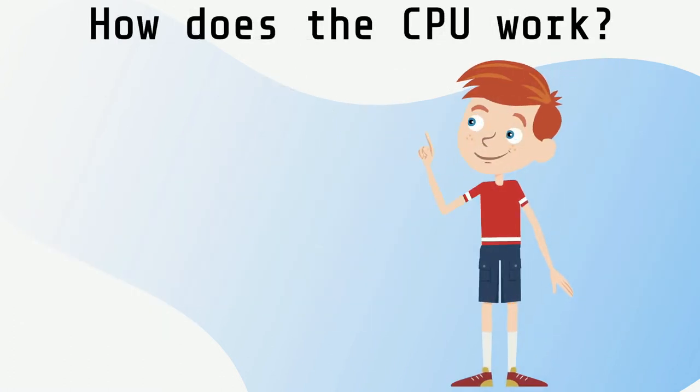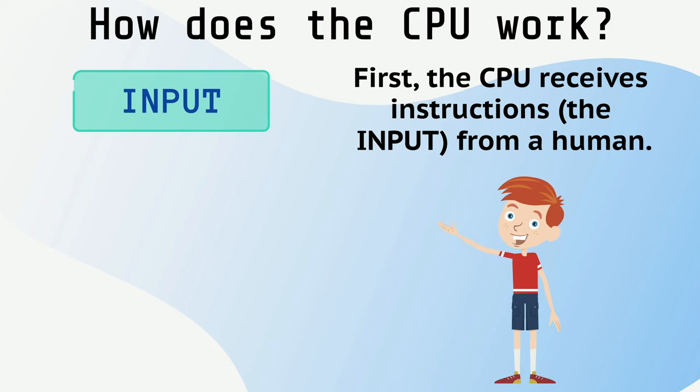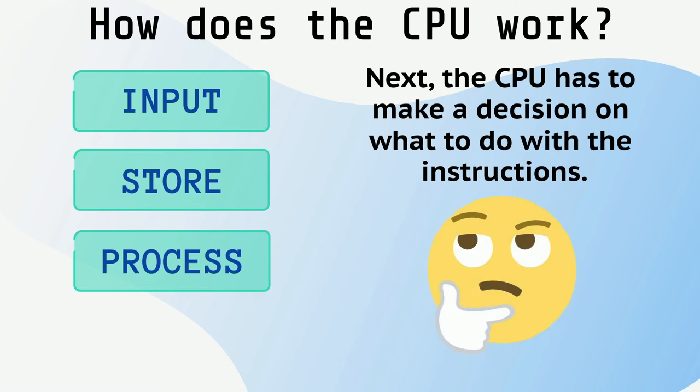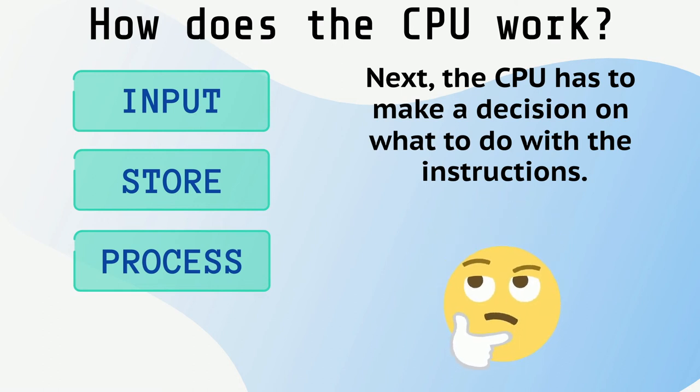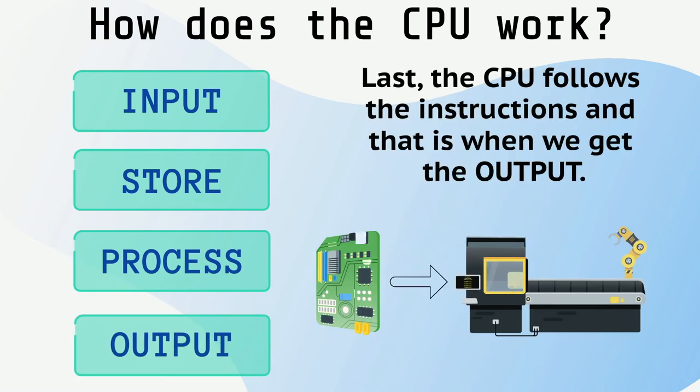So, here is how a computer uses its CPU. First, the CPU receives instructions, the input, from a human. Then, the CPU will store the instructions on the RAM or hard drive. Next, the CPU has to make a decision on what to do with the instructions. This is called the process part of the stage. Last, the CPU follows the instructions, and that is when we get the output.